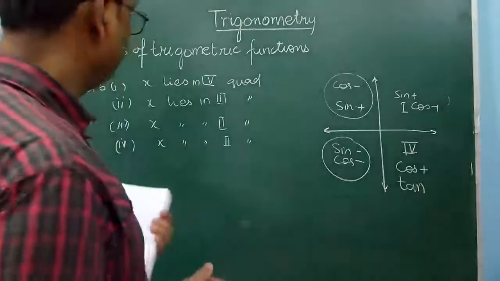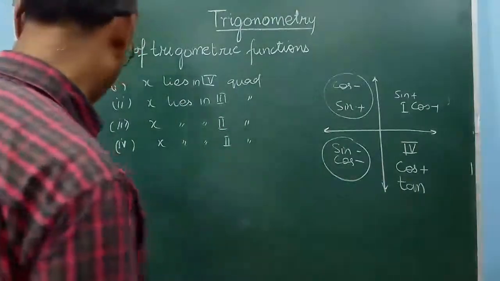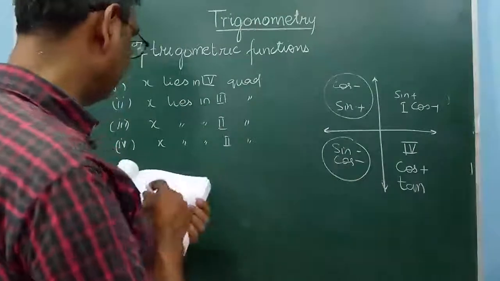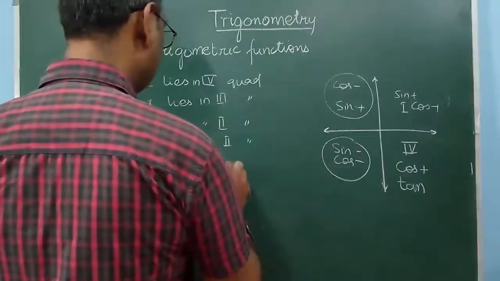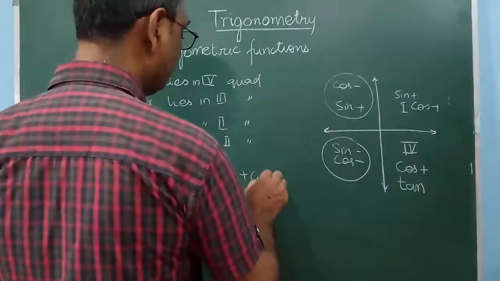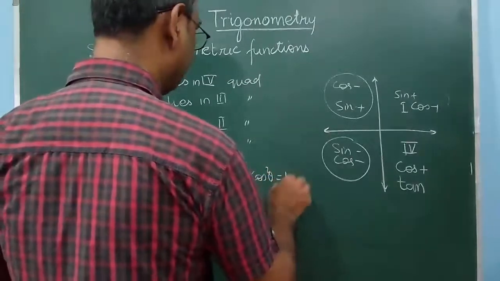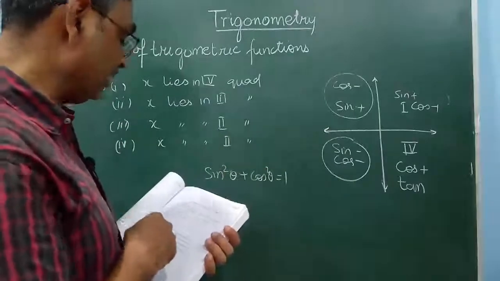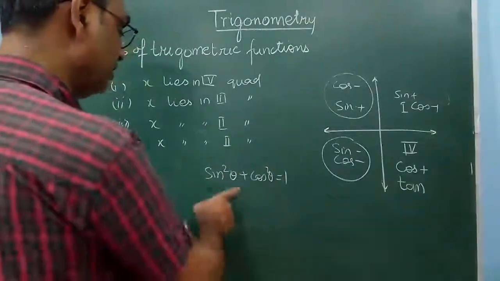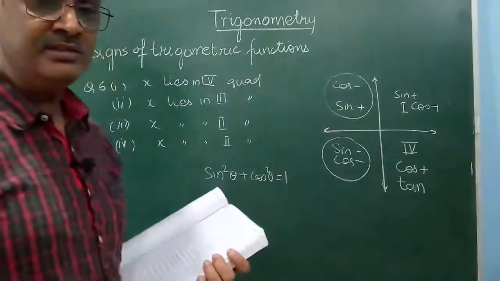One more thing we have to see here. We have given this value as per the sign convention. One formula we have is sin square theta plus cos square theta equal to 1. So when you are finding the quadrant, and sin and cos values are given, firstly try to solve with this and see whether it is correct or not.